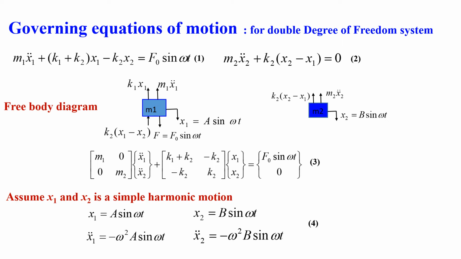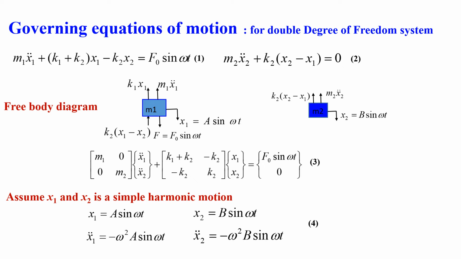So the inertia force and the restoring force act in the upward direction. The inertia force is m2 x2 double dot, and the restoring force due to spring K2 is K2 into (x2 minus x1). So the governing equation becomes equation 2: m2 x2 double dot plus K2 into (x2 minus x1) equals 0. By rearranging equations 1 and 2, we get equation 3 in this form.